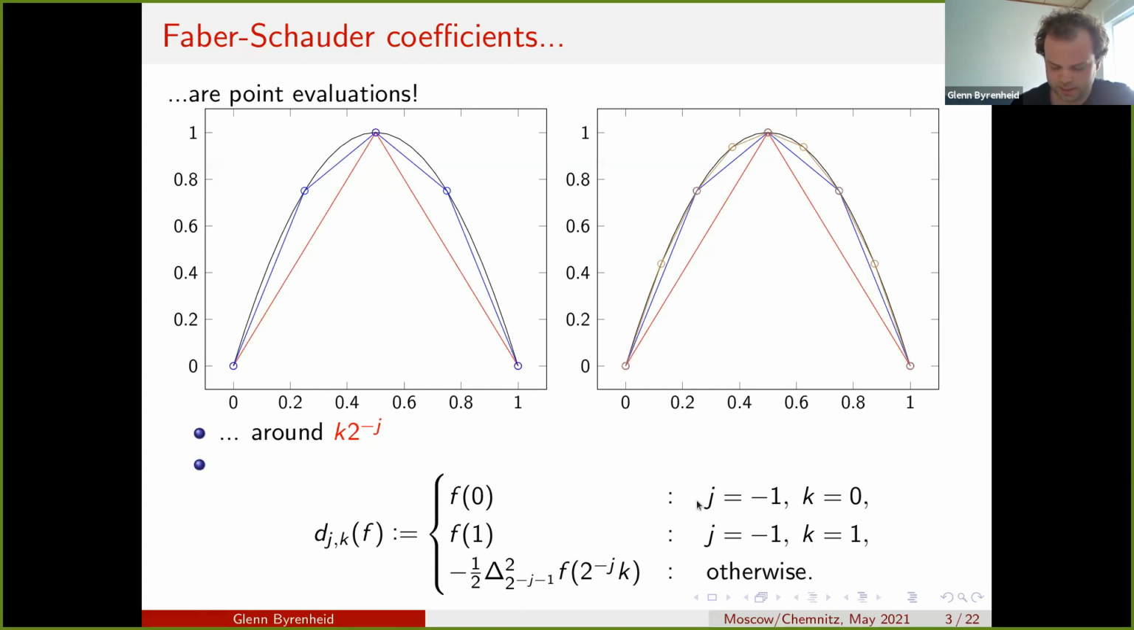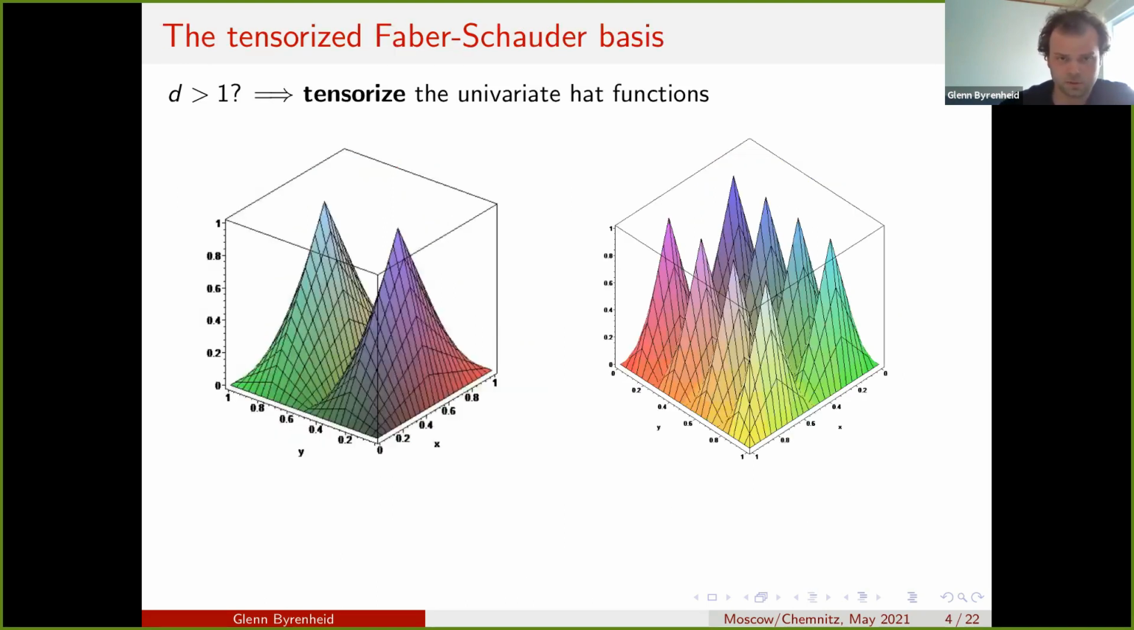So again, j is the order of dilation of the hat function, and k is the order of translation, so dilations and translations in the wavelet sense, for example. In this talk, we don't want to deal with the univariate case. We want to deal with the multivariate case. For that purpose, we simply tensorize in the wavelet sense the system of univariate hat functions.